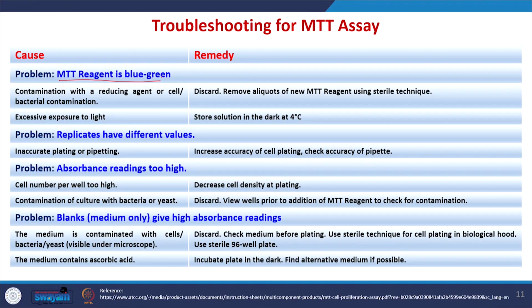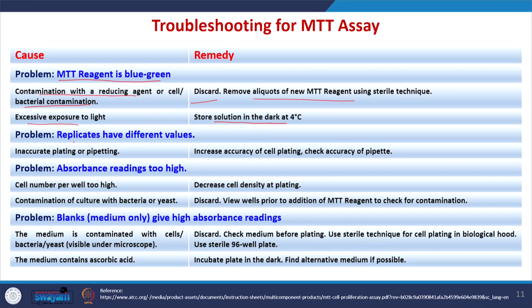Let us see the troubleshooting for MTT assay. The first problem is the MTT reagent is blue-green. It may be due to contamination with a reducing agent, or it may be due to bacterial contamination. Discard it and use a new MTT aliquot, or it may be due to excessive exposure to light. These are light sensitive, so you have to store it in the dark at 4 degrees Celsius.